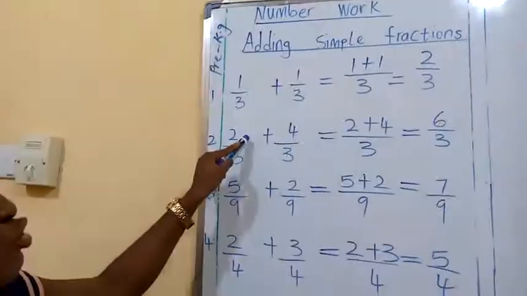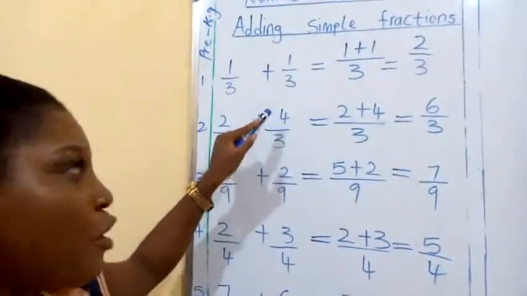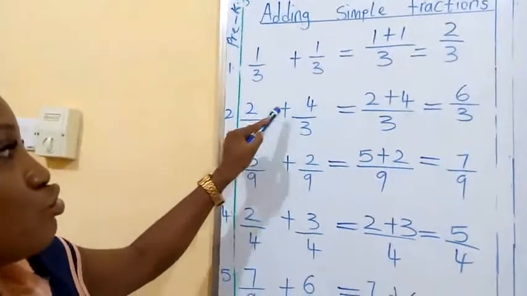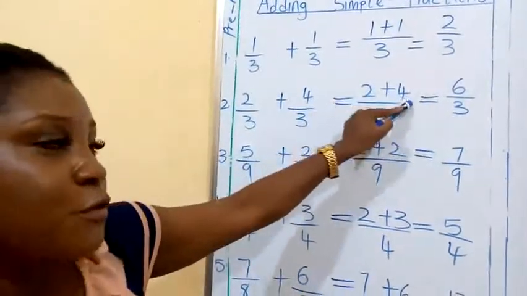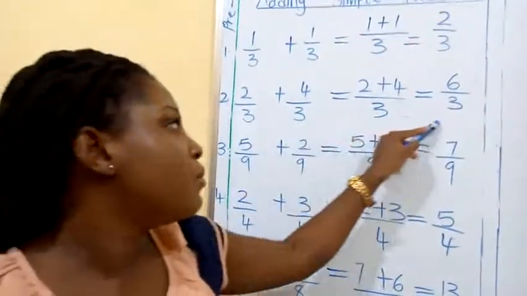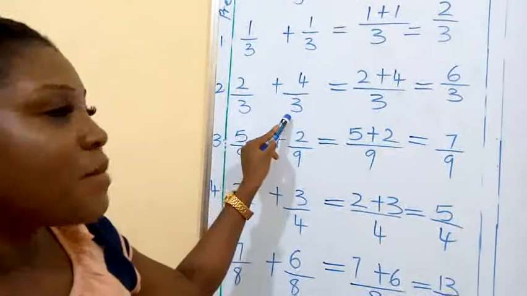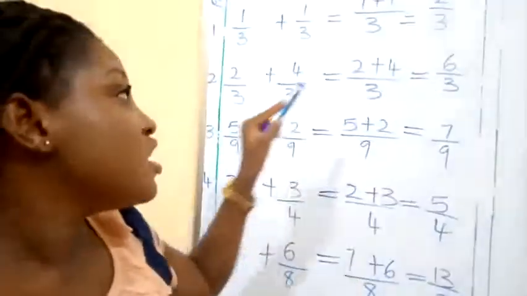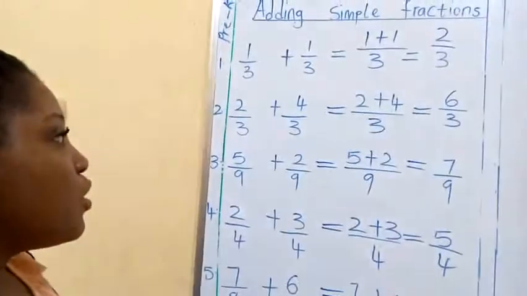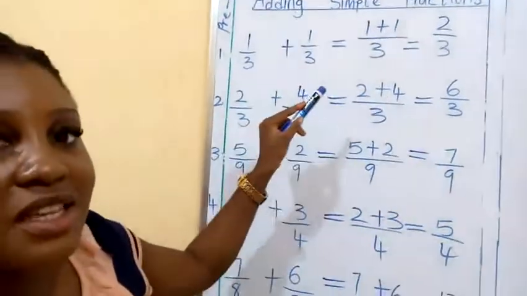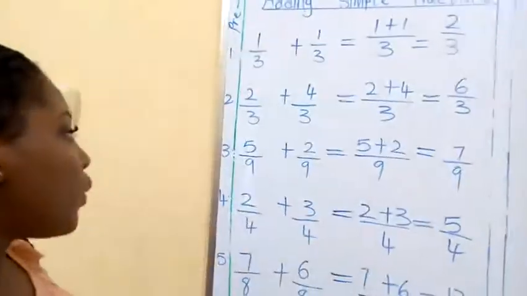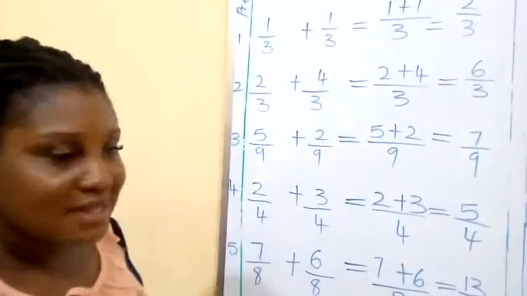Okay, now the second one, what did we do? The second one was 2 all over 3 plus 4 all over 3. We add 2 plus 4, and it gives us 6 all over 3. Where did we get the 3 from? Look at the denominator. What number is the denominator? 3. So the denominator must always remain 3. Did we add those 3? No, we did not. We add the numerator, not the denominator. Okay, do we get that?